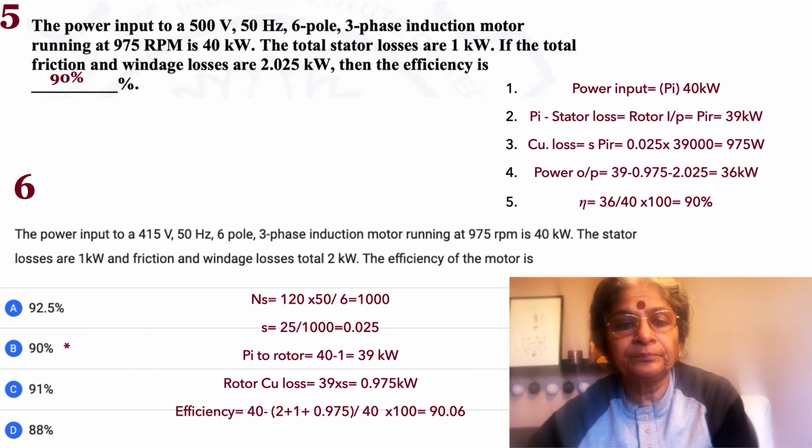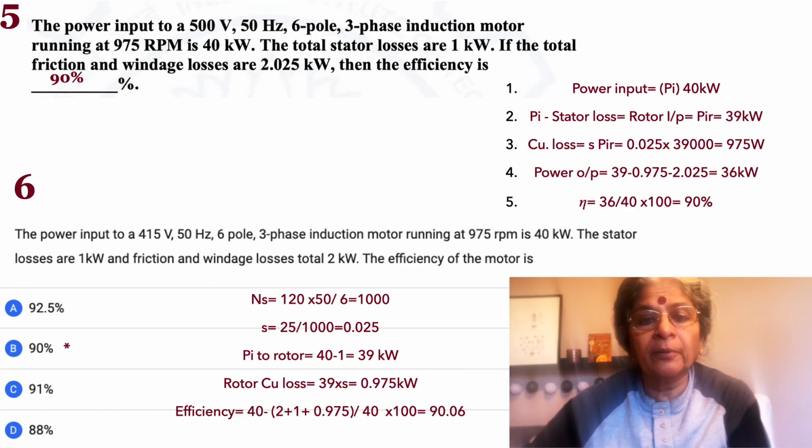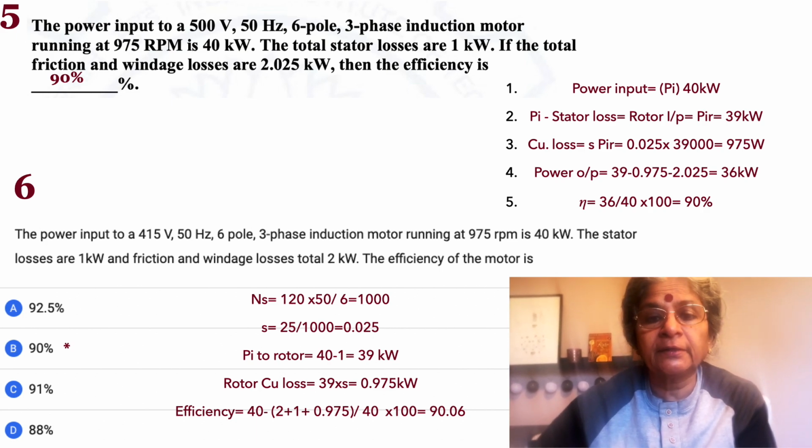So you get the input to the rotor, or input to the air gap, because stator losses include both the copper loss and also the core loss in the stator. If the total friction and windage loss are 2.025, what is the efficiency?